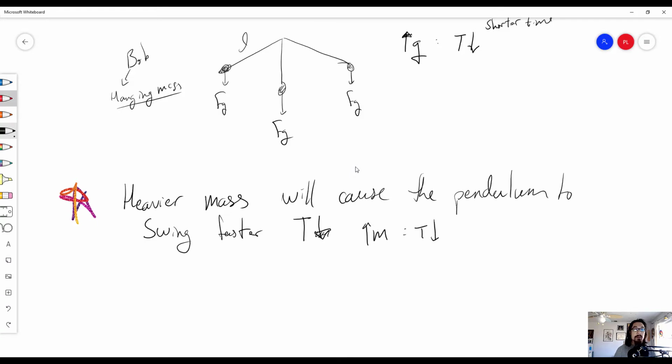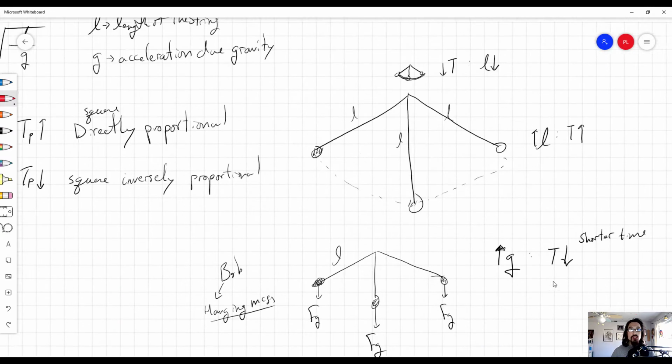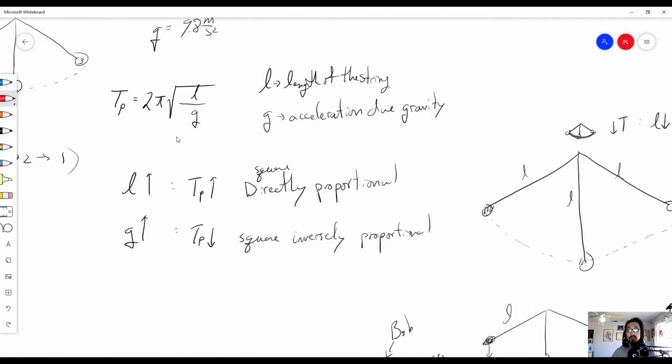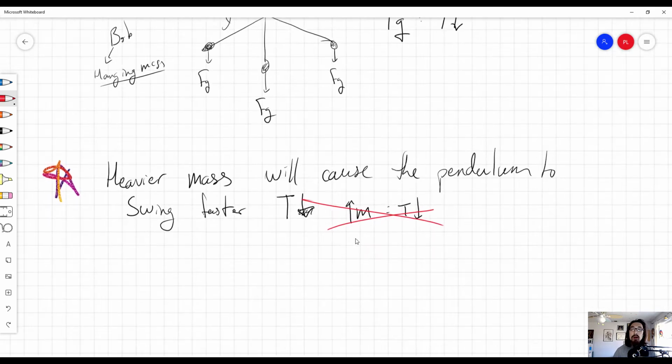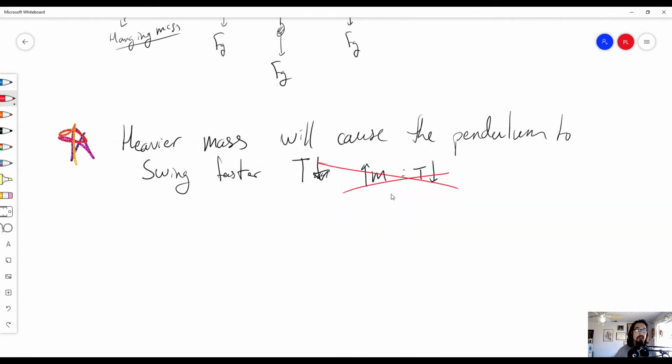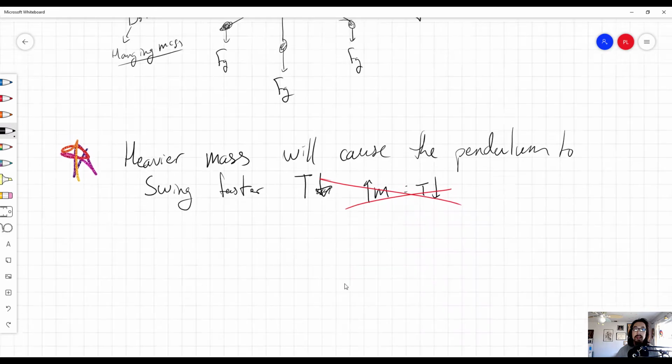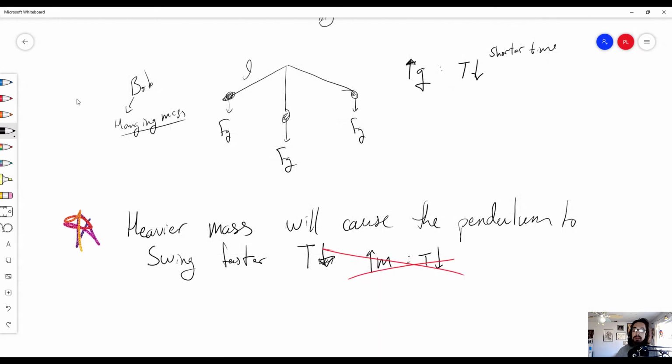Now, this is absolutely 1,000,000% not true. And the equation shows us this. If we take a look at the equation for the period of a pendulum, it's not even there. Mass isn't there. Mass doesn't even matter. Now, one other reason comes true for this, and that is because of the variable that does matter, and that is g, acceleration due to gravity.